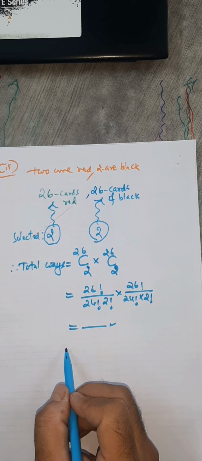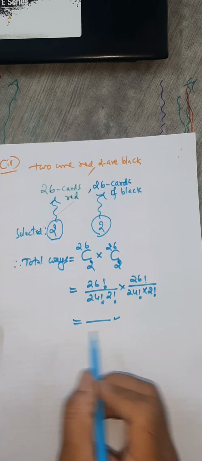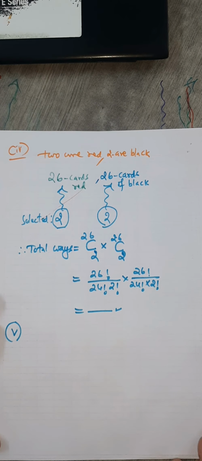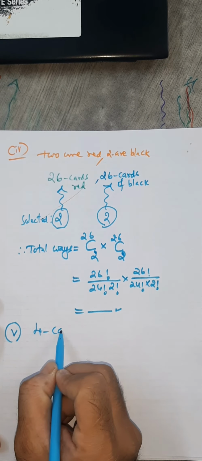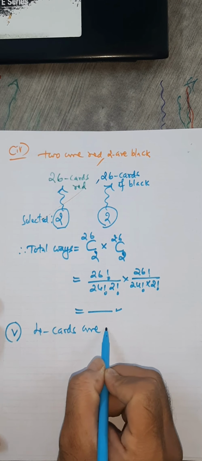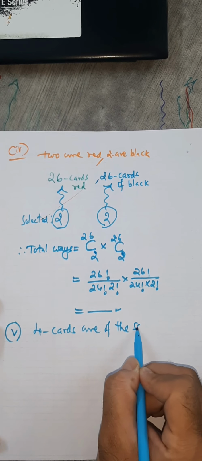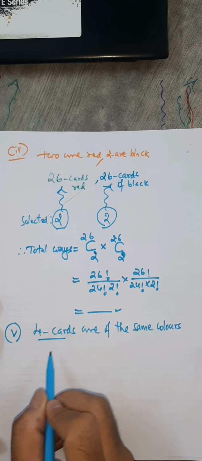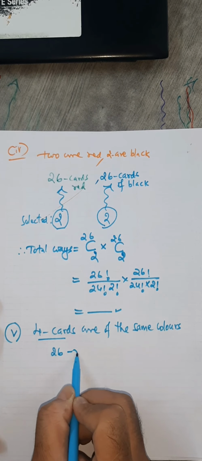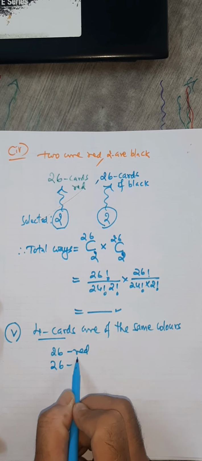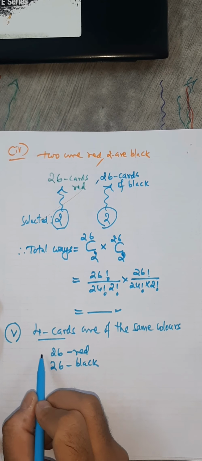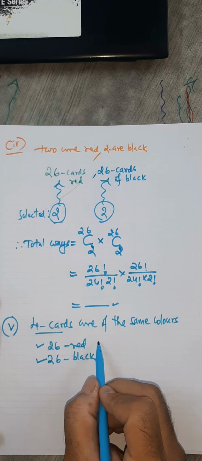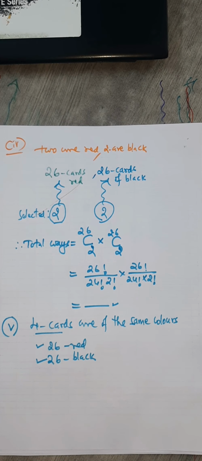Okay. And the last sub question. What about the last sub question? Fifth sub question. What does it say? 4 cards are of the same color. Same color. Now how many colors are there? You know there are 2 colors: 26 red, 26 black. So either all 4 should be red or all 4 should be black. So we are using the word "or" here.